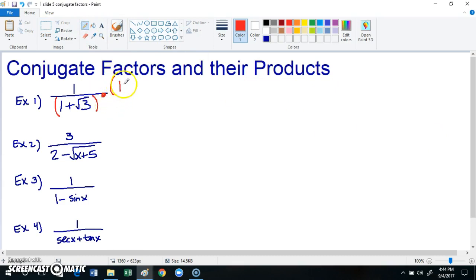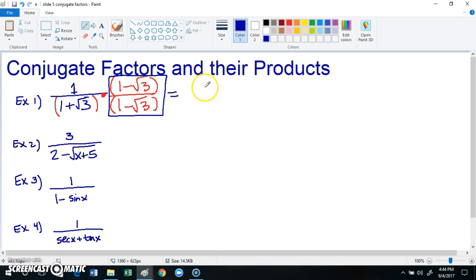So let's multiply 1 minus the square root of 3 by the numerator and the denominator. Why do it to both? Well, because you have to leave the expression the same value, right? It cannot change numerical value. So if I multiply by the conjugate factors in the form of 1, I've not changed the value of the expression. So 1 minus the square root of 3 over 1 minus the square root of 3 is just 1.